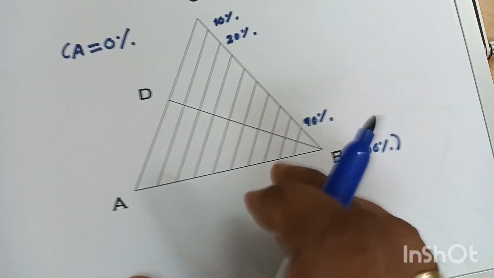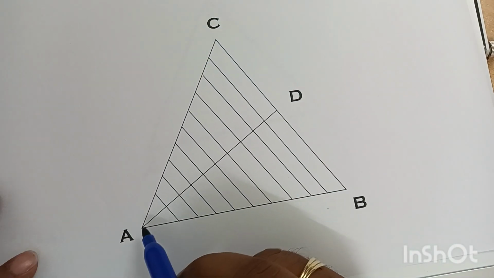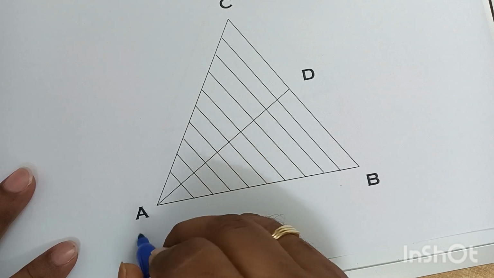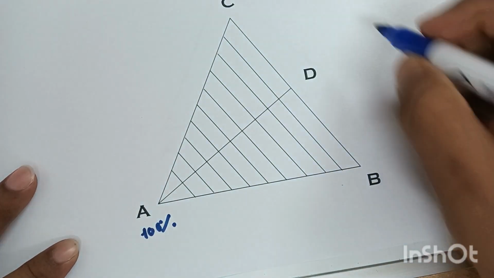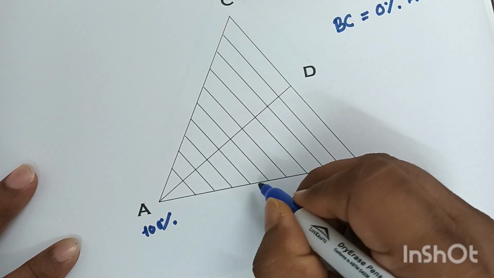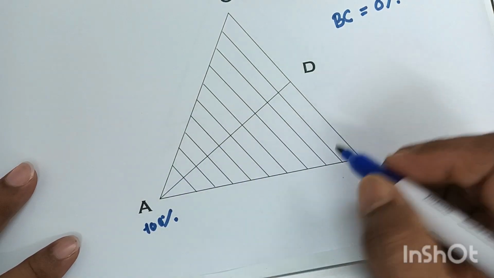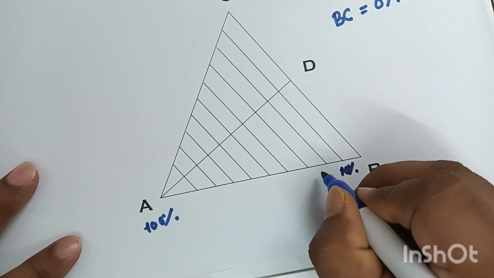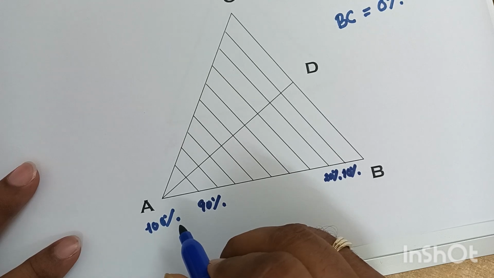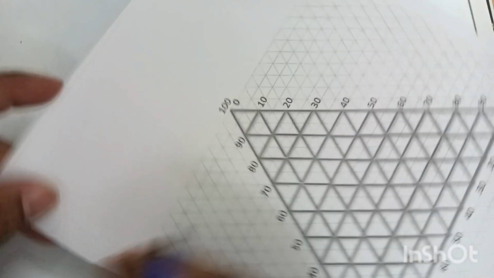Now you draw an altitude from point A to the opposing side BC. Point A represents 100% of A, the opposite side BC is 0% of A, and each line means an increment of 10% of A because you split it into 10 equal sections. So this is 10% of A, this is 20%, in this way you keep going, this is 90%, and point A is 100%. Once you draw all the lines within the equilateral triangle, the final graph will look like this.